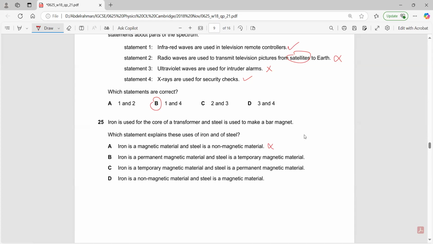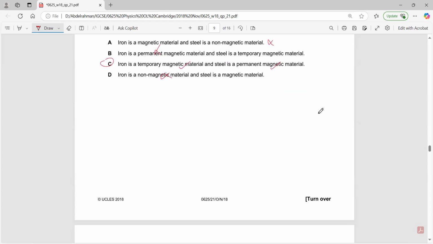Iron is a permanent magnet. No, iron is a temporary magnet. Okay, steel is a permanent magnet. Yes. Iron is non-magnetic. No. So the only correct answer would be C, temporary and permanent.